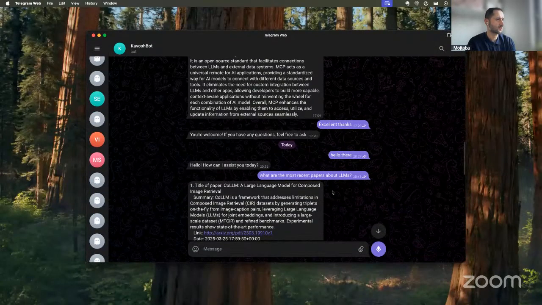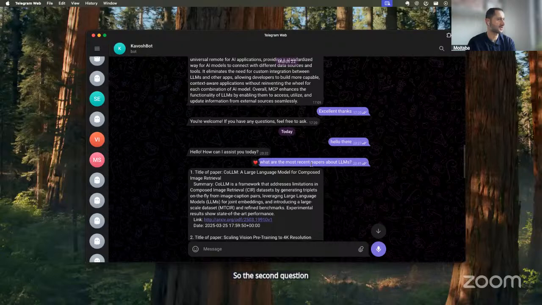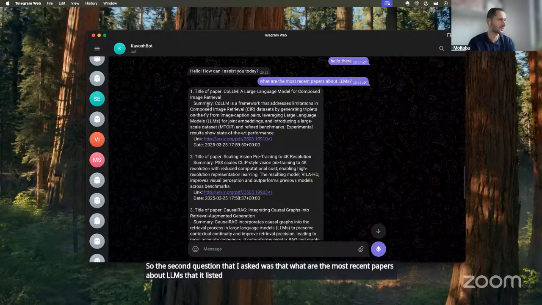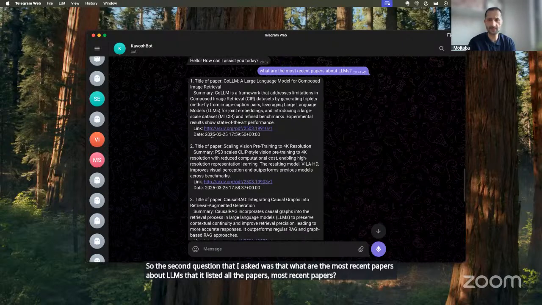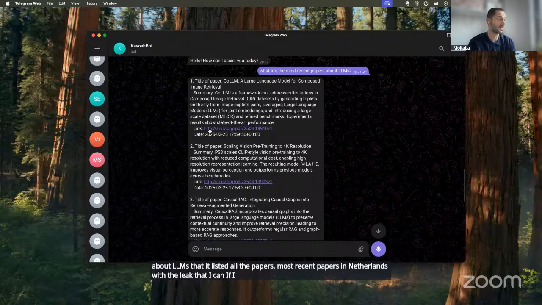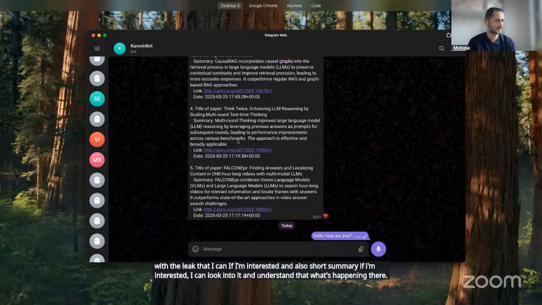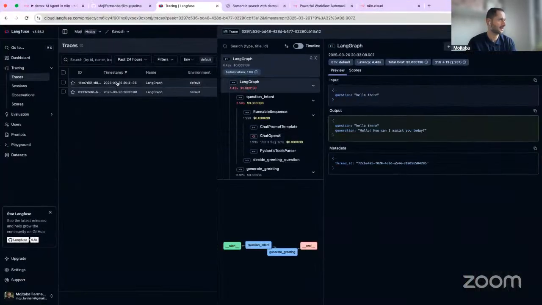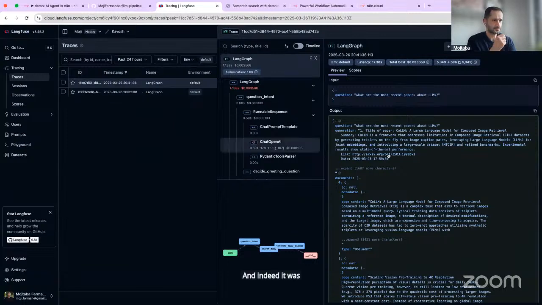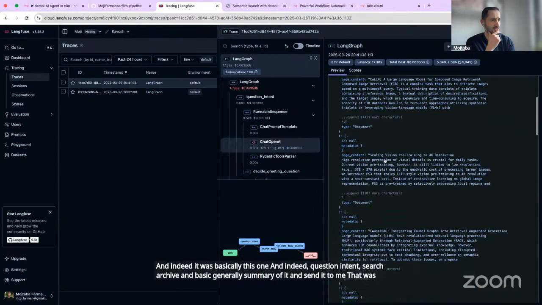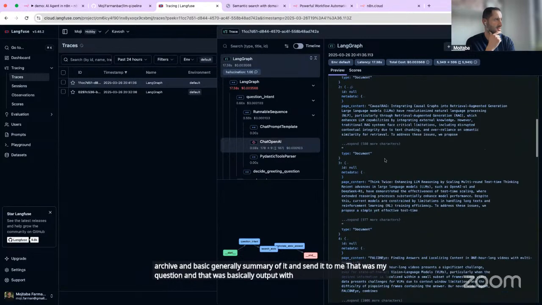The second question I asked was what are the most recent papers about LLMs. It listed all the most recent papers on LLMs with a link, if I'm interested, and also a short summary, so I can look into it and understand what's happening there. And indeed, it was basically this one: question intent, search arXiv, and generate a summary of it and send it to me. That was my question, and that was the output with a lot of those answers.